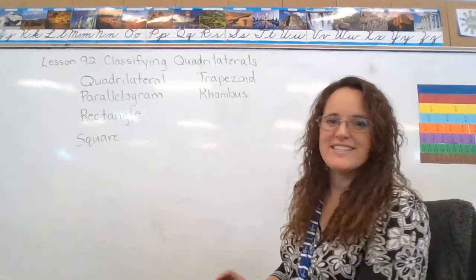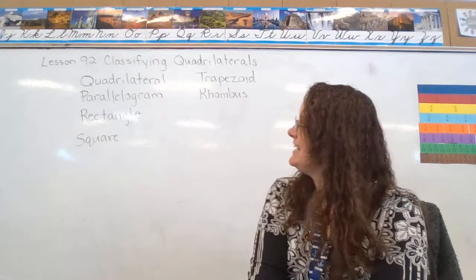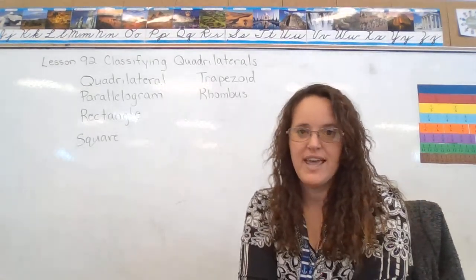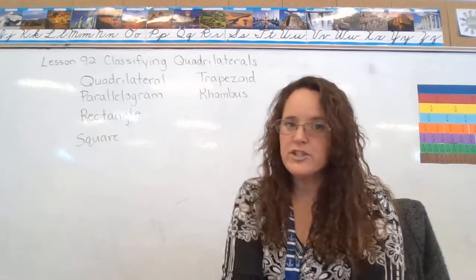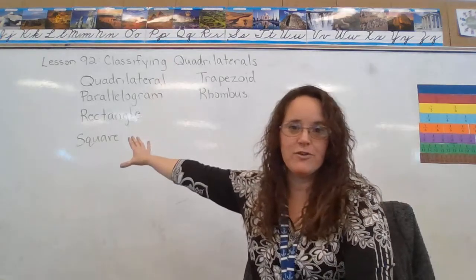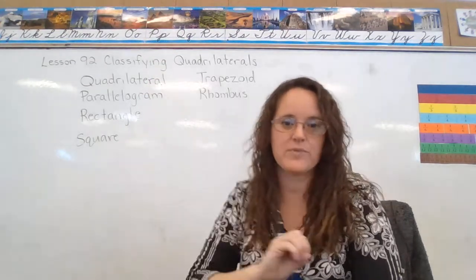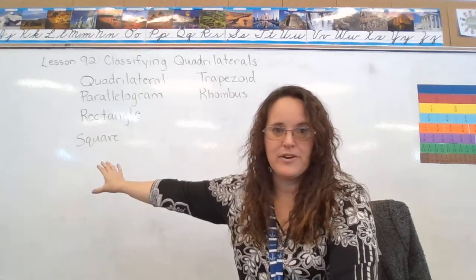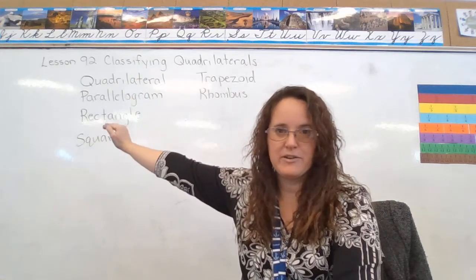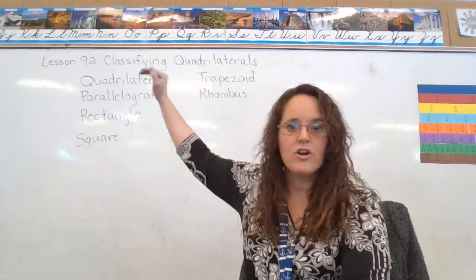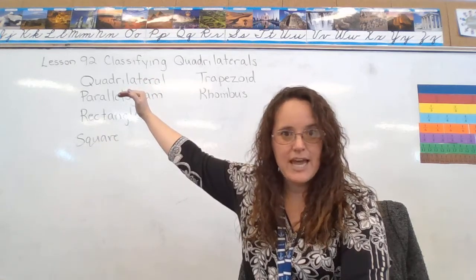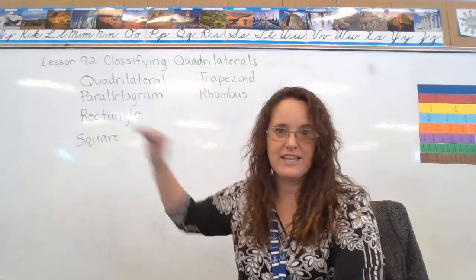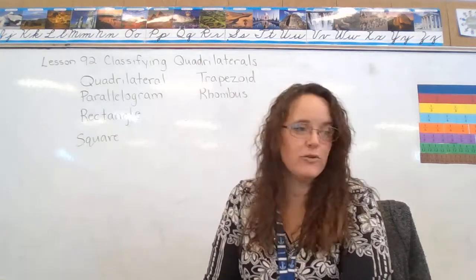Hi class, today we are on Saxon Math, Book 4, Lesson 92, and we are going to be talking about classifying quadrilaterals. Now, I have spoken to you before about these first four, and I put them in the order that I always write them down for you. I like to write them in this order because quadrilateral, parallelogram, rectangle, and square goes from the most general type of four-sided shape down to the most specific type of four-sided shape.